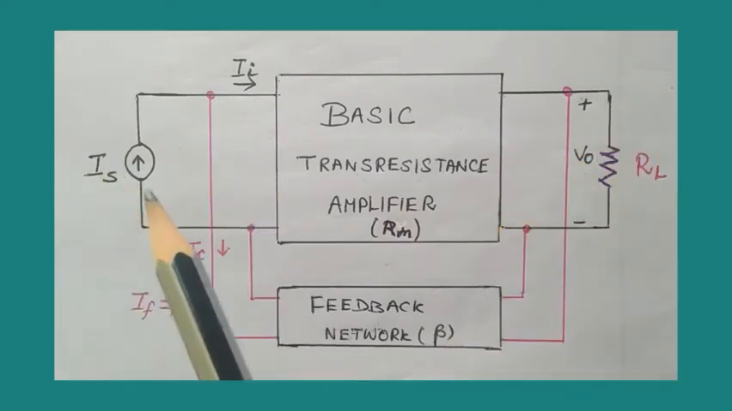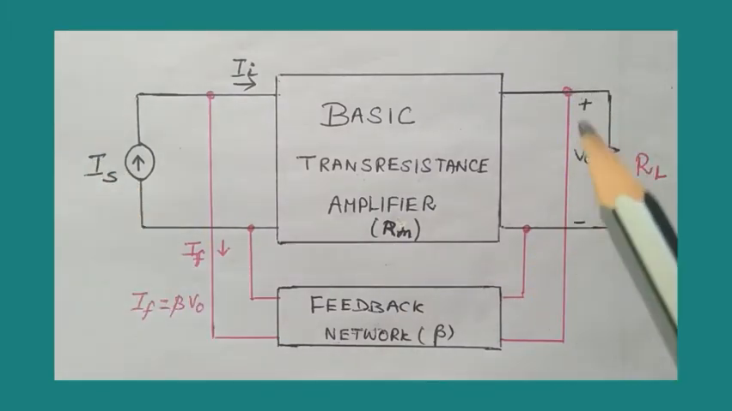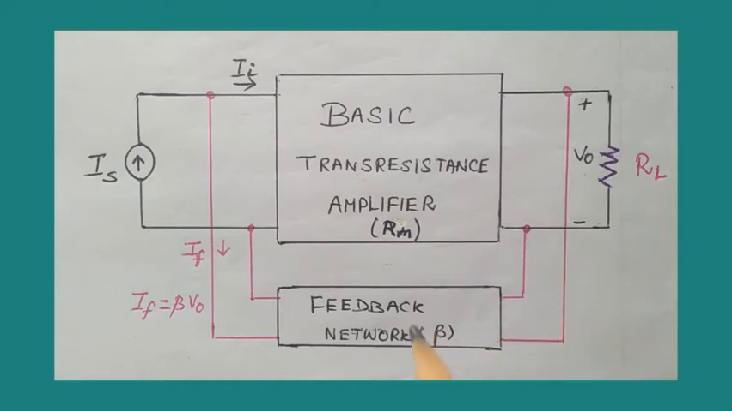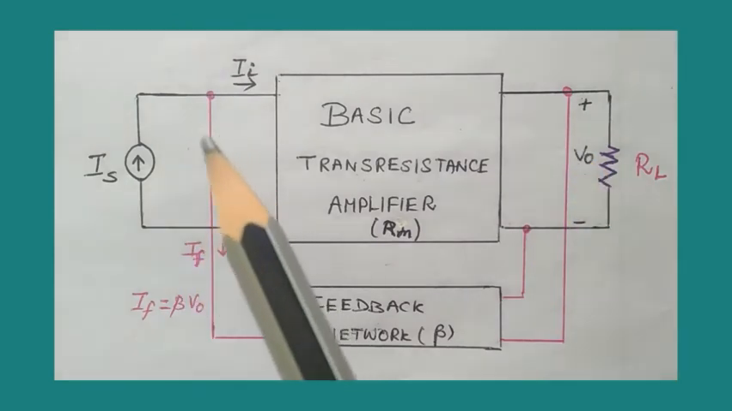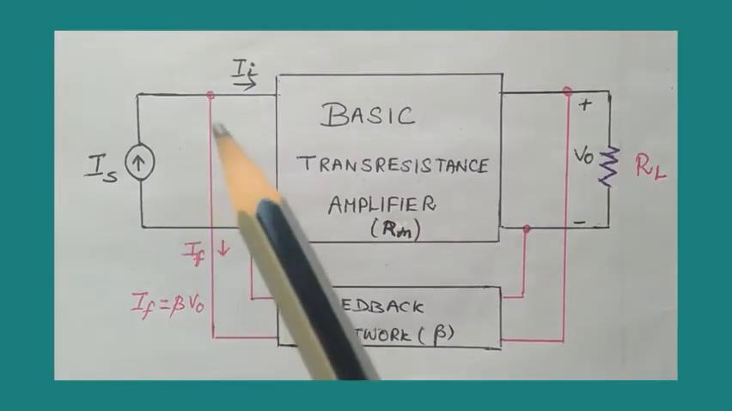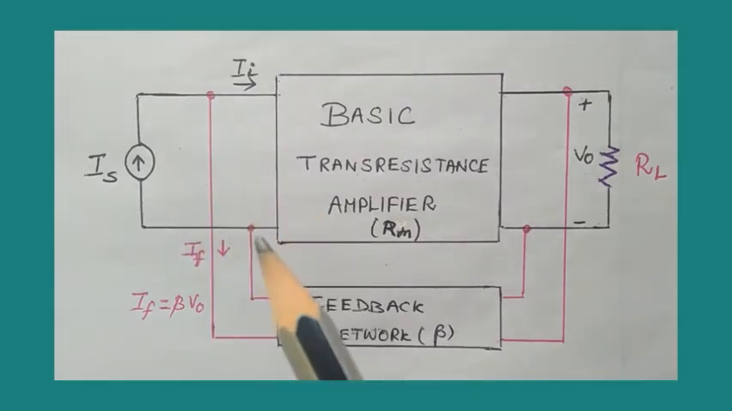On the input side we have connected the current source. On the output side we have taken the voltage as a sample. So this sample is fed back through the feedback network to the input side. So on the output side I am taking voltage as the sample and on the input side I am providing a current. So a shunt type of mixing happens here. So this amplifier is called a voltage shunt feedback amplifier.